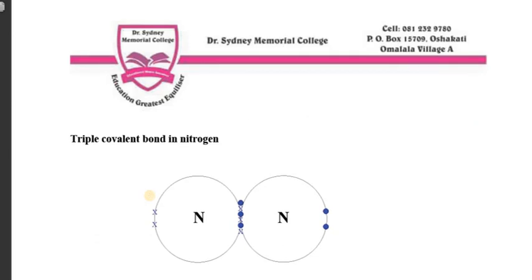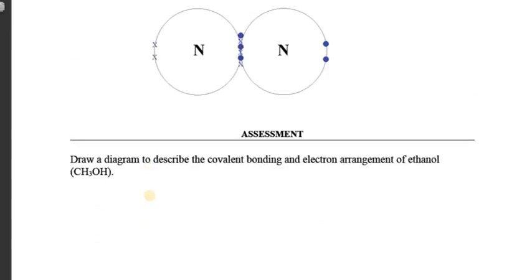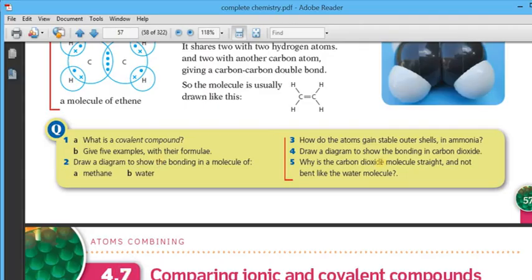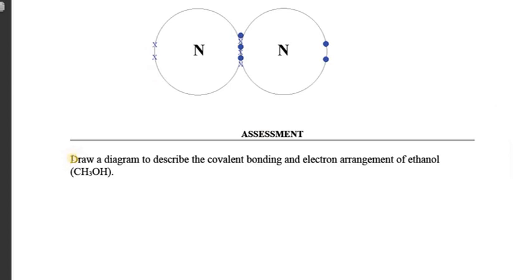So that's the level that we are now at for covalent bonding. Draw a diagram to describe the covalent bonding and the arrangement of ethanol. That's also added. It will become number 5 to those first 4 questions that I showed you in the other PDF. I said question number 1, number 2, number 3, number 4, then number 5 won't be from that one, it will be from here. I will tell you in the group when you should submit it, but do not rush. I will explain the concept, and we'll discuss it.